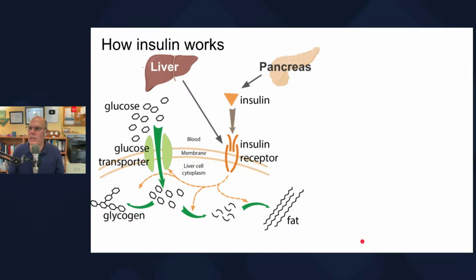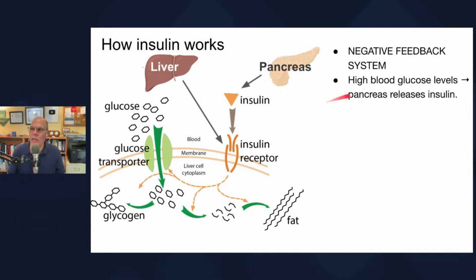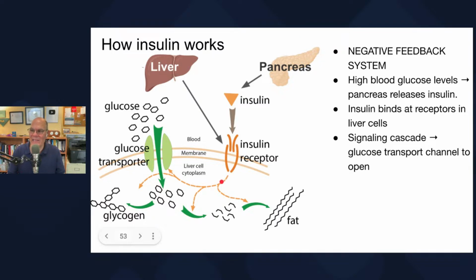So here's the system. It's a negative feedback system, and high blood glucose levels lead the pancreas to release insulin, which we're representing by this triangle. The insulin binds at an insulin receptor that is going to be in the cells of the liver. When the insulin binds with the receptor, it sets off a signaling cascade. And that signaling cascade travels through the cytoplasm until it reaches a glucose transporter.